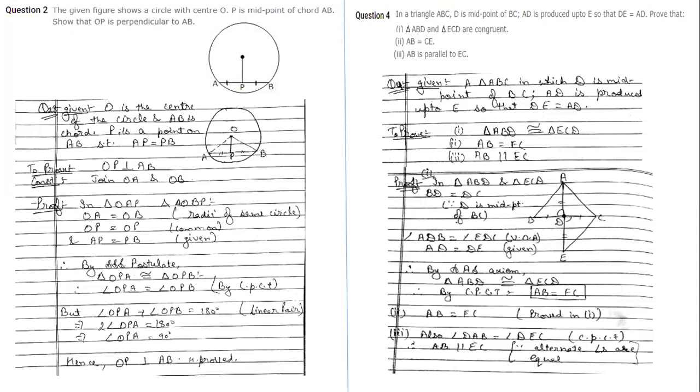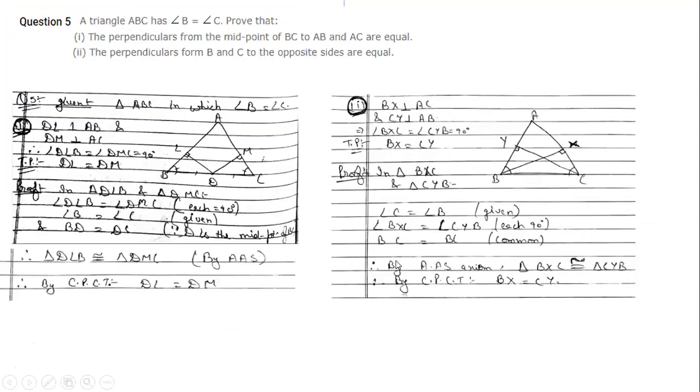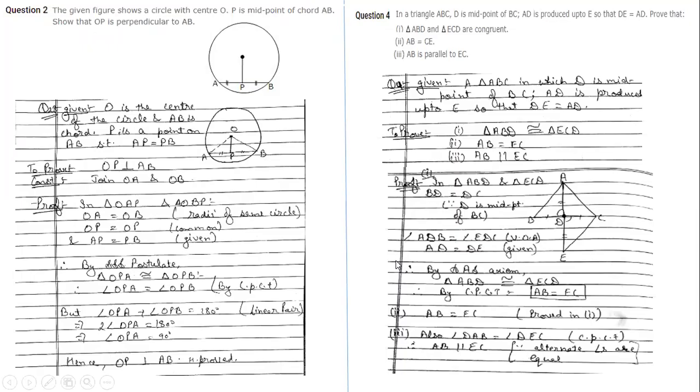See, if this line AB is parallel to EC, then this AE, this must be the transversal, or this BC must be the transversal. And we all know that if two parallel lines are there and a transversal cuts those two parallel lines, then alternate angles are equal.